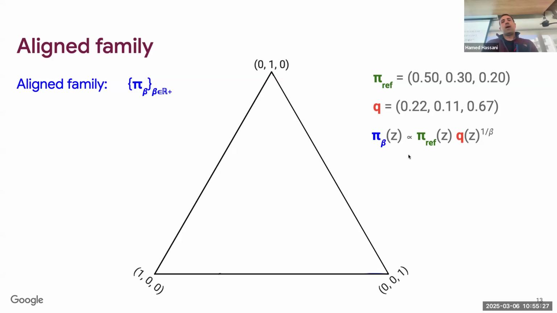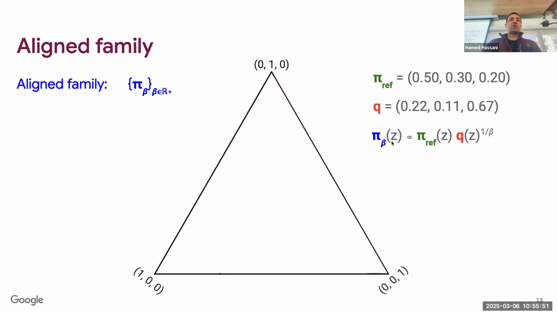Okay. And then we said we have this family of aligned solutions. What do I mean by a family? We had this beta, which controls the strength of the KL regularizer, and we can switch this beta between 0 and infinity. That gives us a family of distributions.